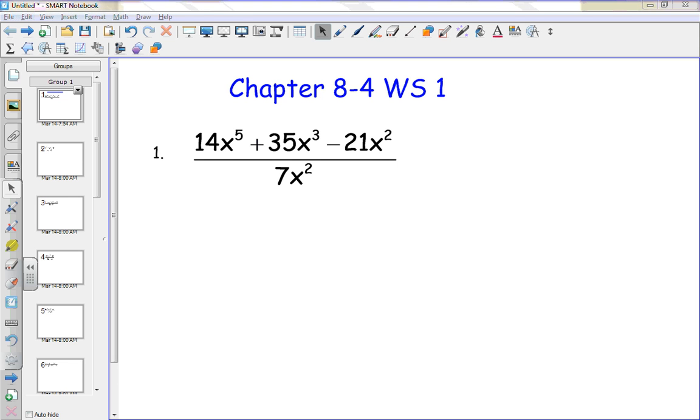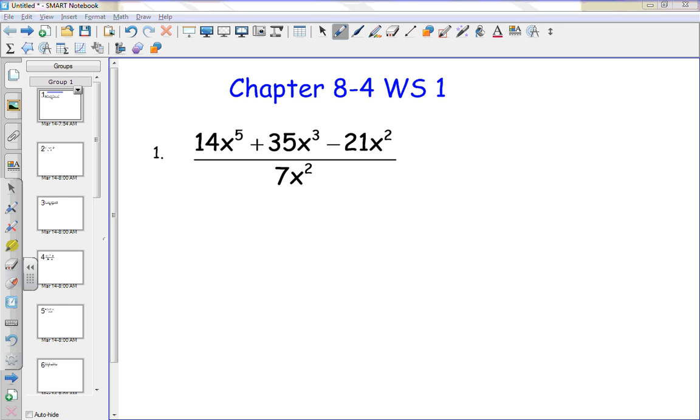Here we go, guys. Worksheet 841. Step 1, number 1, what do I do? Factor means GCF and what? Over to the binomial, put it into two binomials. So do I have a GCF here?